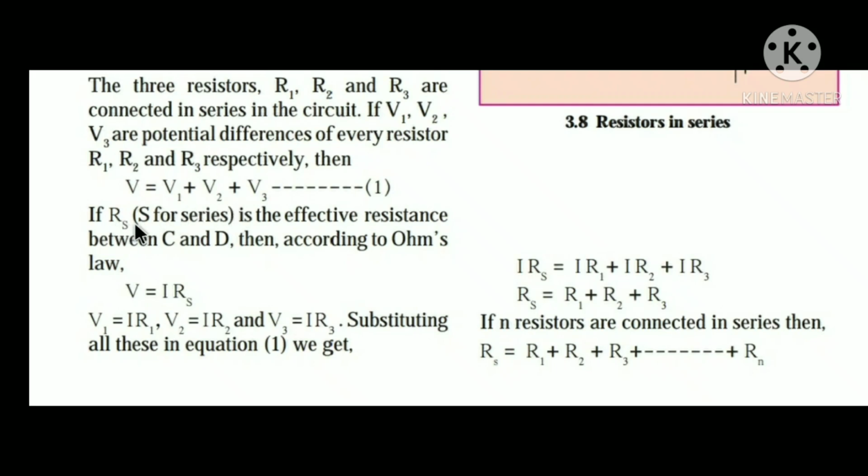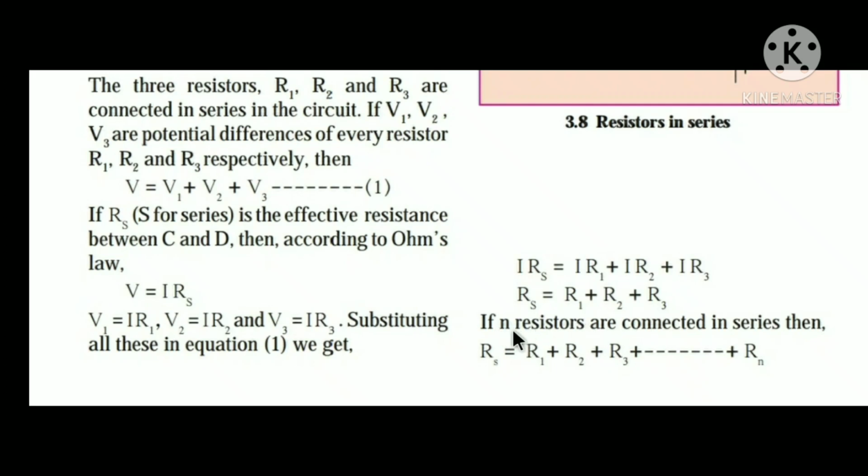If RS, S for series, is the effective resistance between C and D, then according to Ohm's law, V is equal to I into RS. Then V1 is equal to I into R1, V2 is equal to I into R2 and V3 is equal to I into R3. Substituting all these in equation 1, we get I into RS is equal to IR1 plus IR2 plus IR3. Then dividing by I on both sides, RS is equal to R1 plus R2 plus R3.